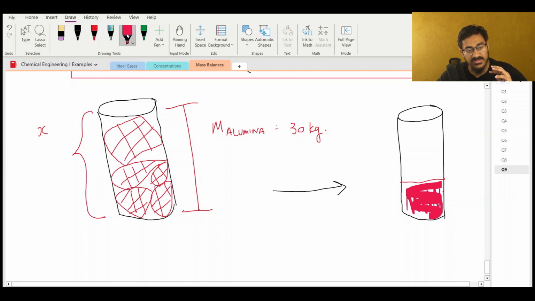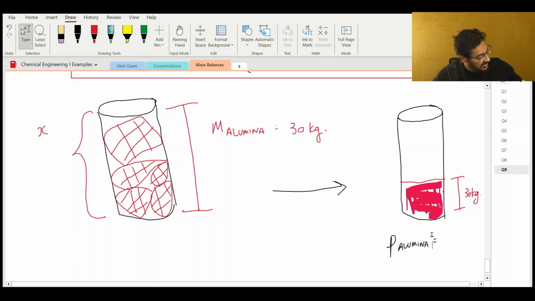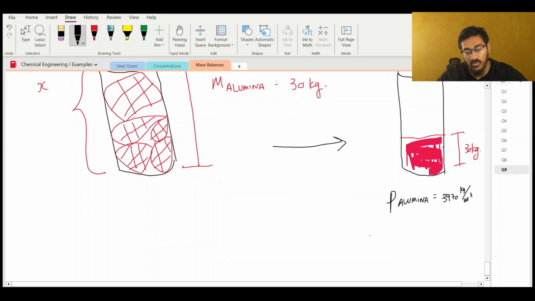There is no space for any kind of air. If I compressed all of that down, do you agree it's still going to weigh 30 kgs, right? But what volume does it occupy? We've got 30 kgs here. What volume does it occupy if you've compressed it? Well, I know the density of alumina. The density of alumina was, let me get it from here, 3970 kilograms per cubic meter. Okay, so you can do a quick conversion here.